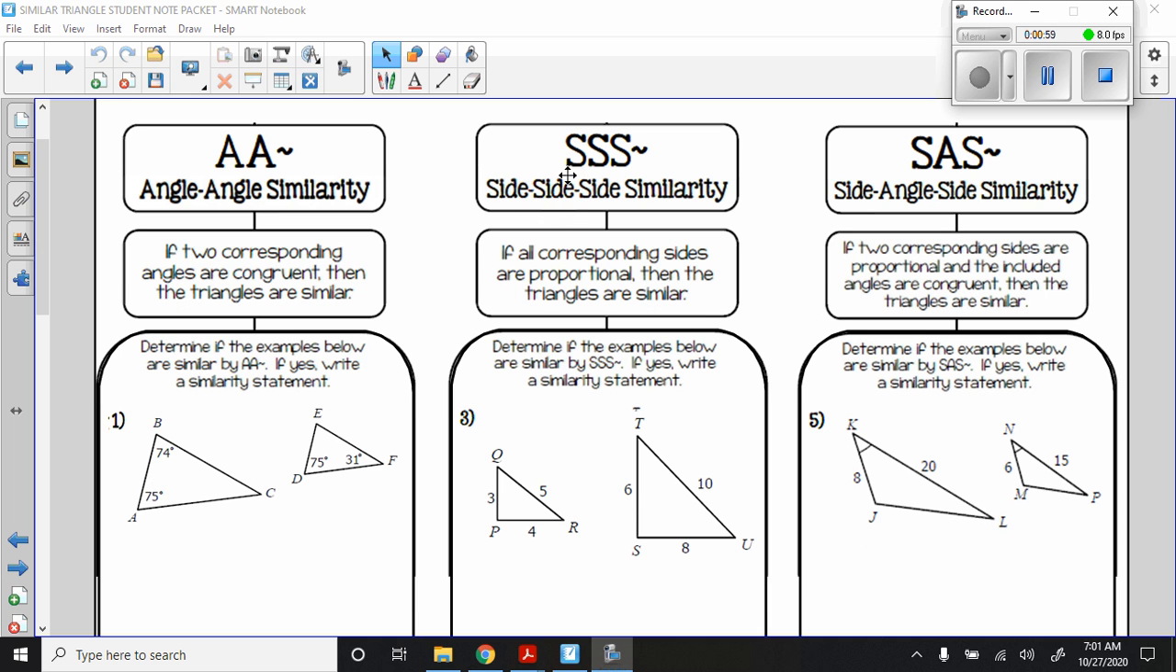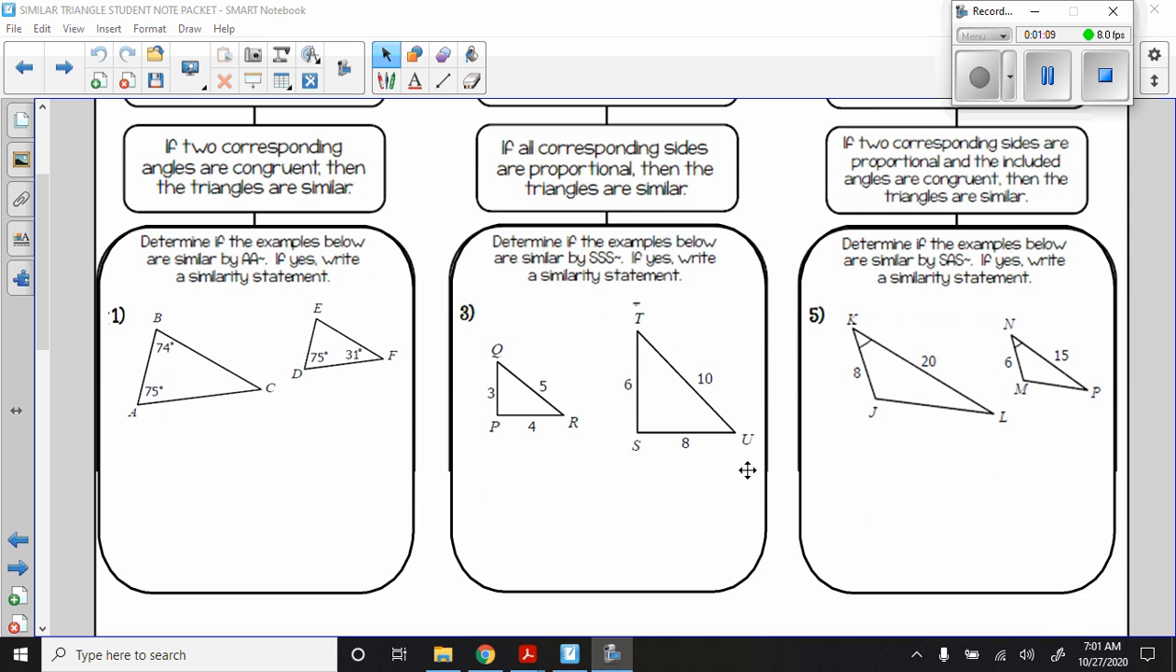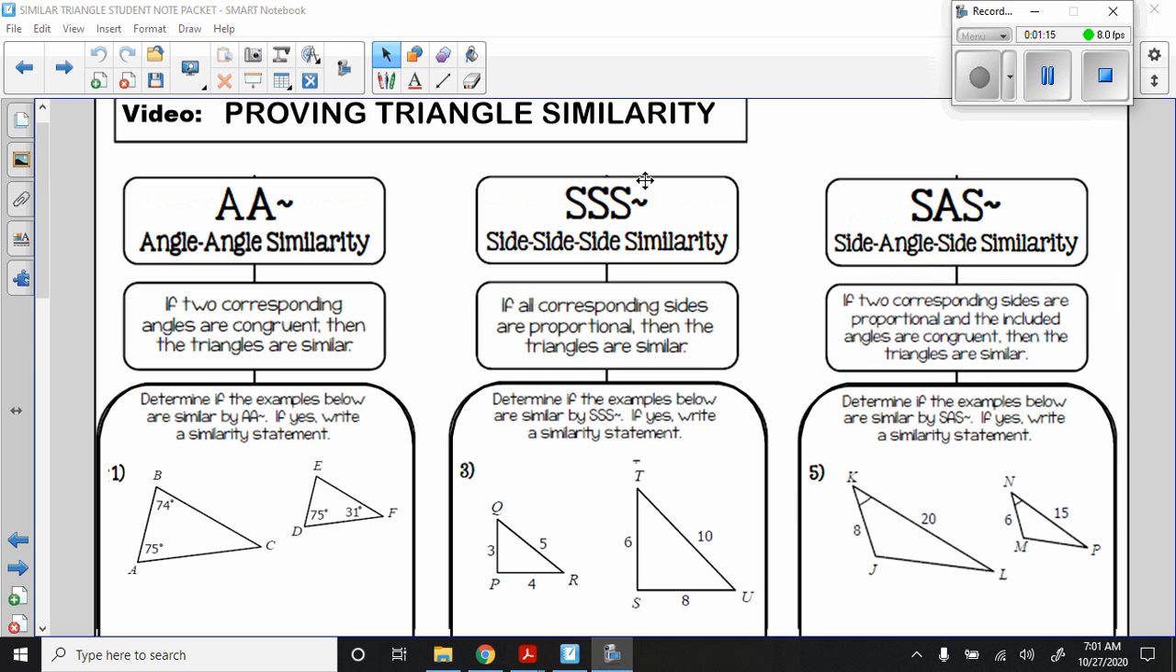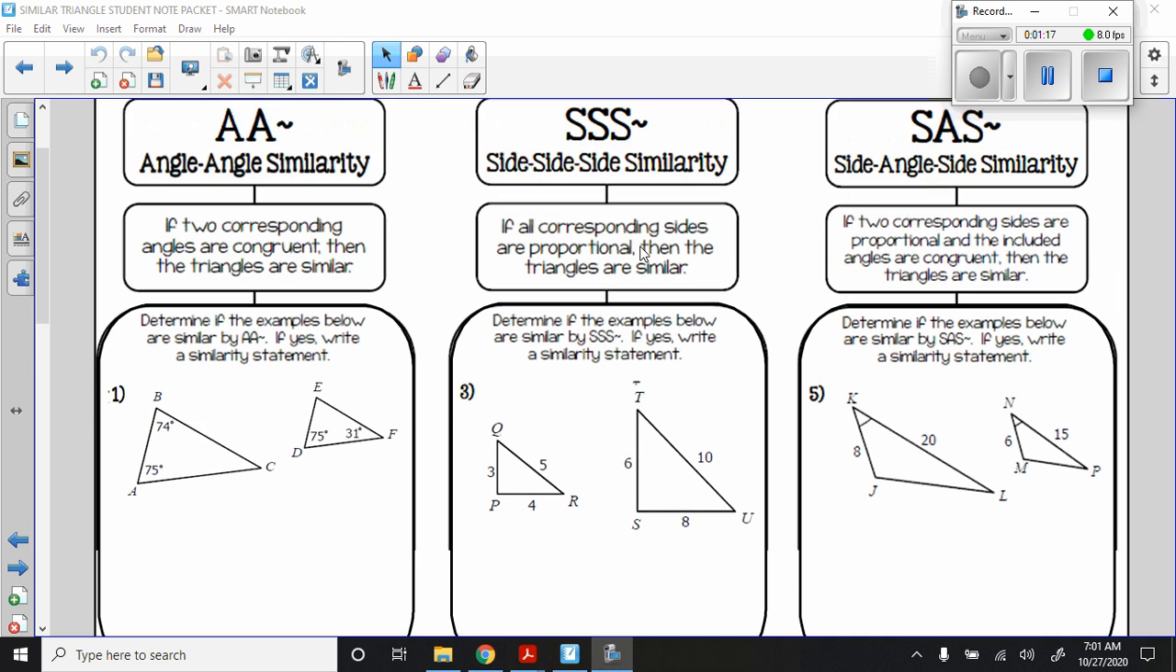Now look at the SSS similarity. This is how we would write it. SSS and your little similarity symbol. If we see two sets of triangles and all three sides are labeled, we're only going to check for SSS.